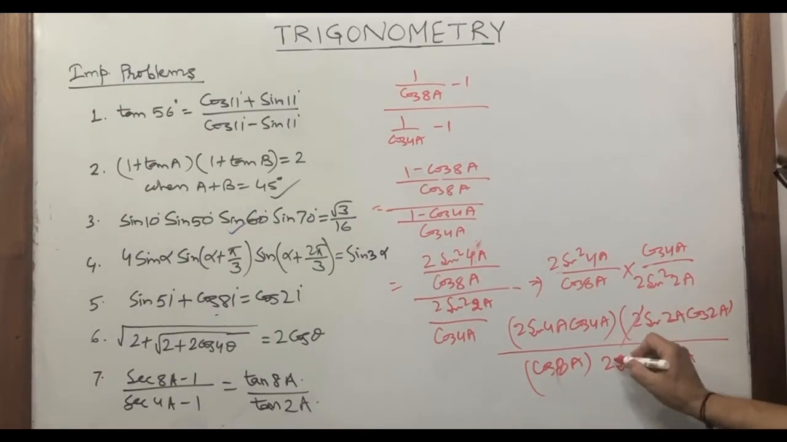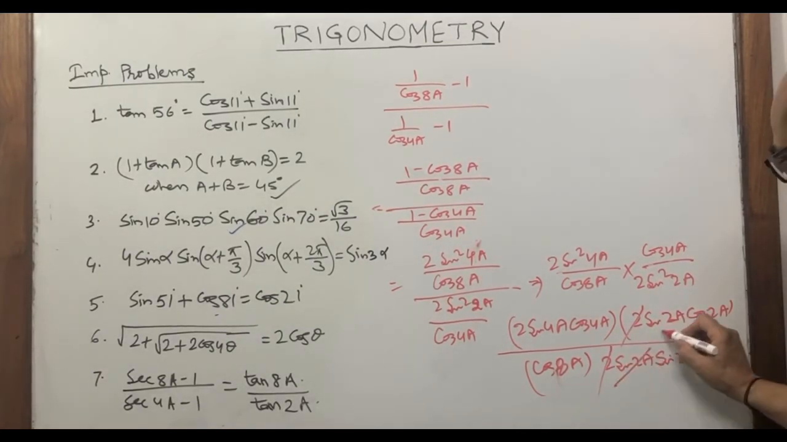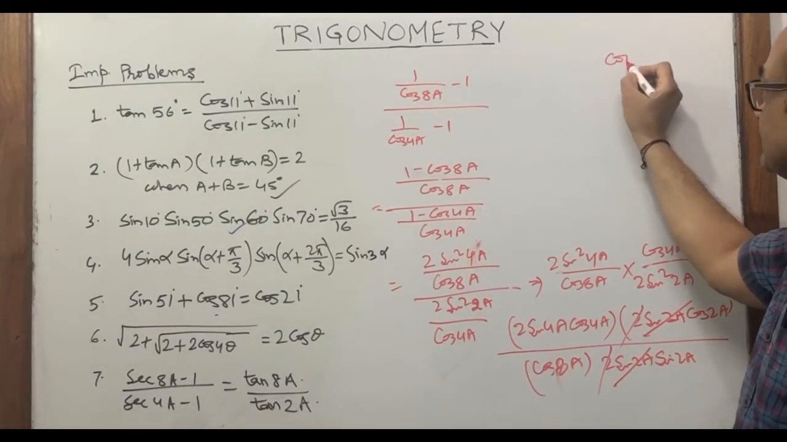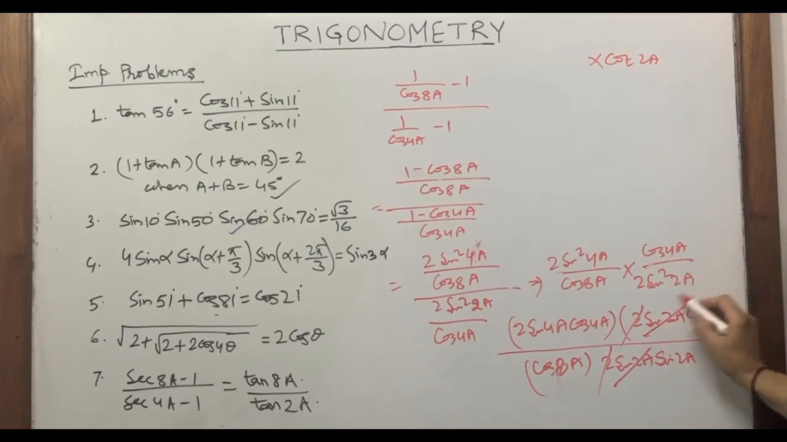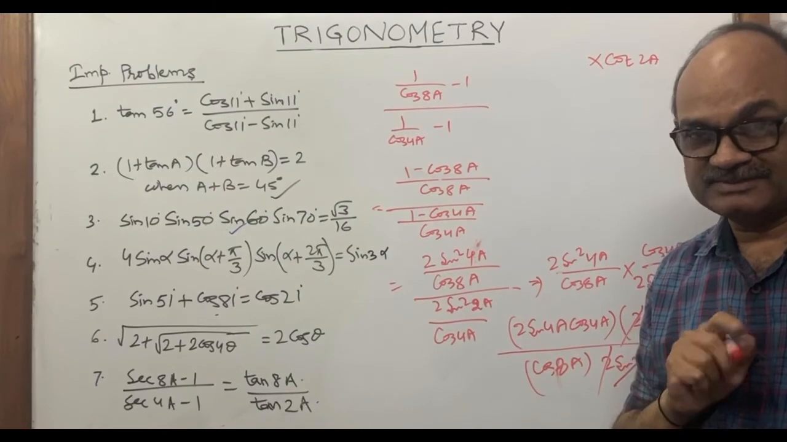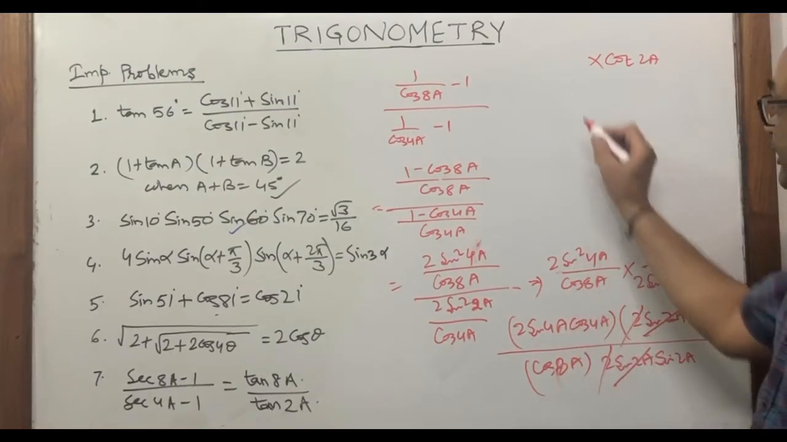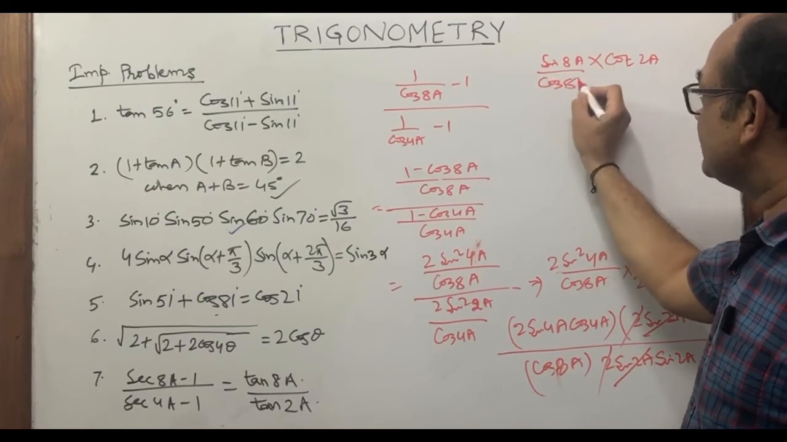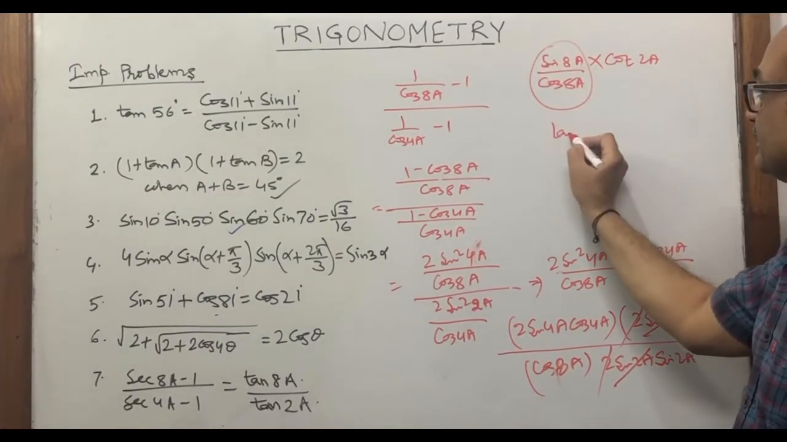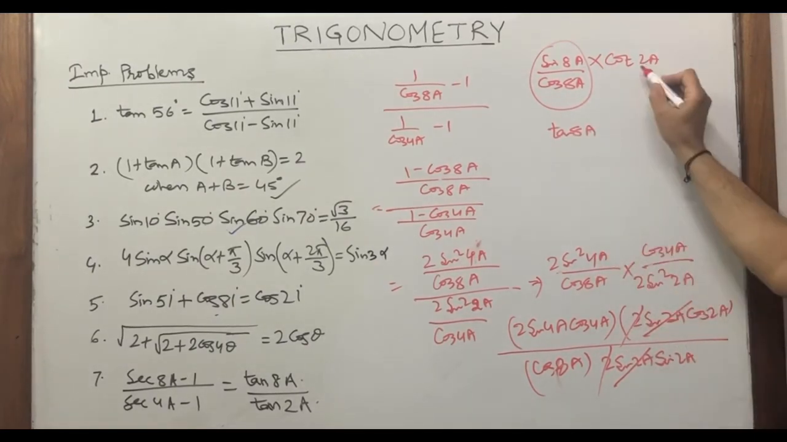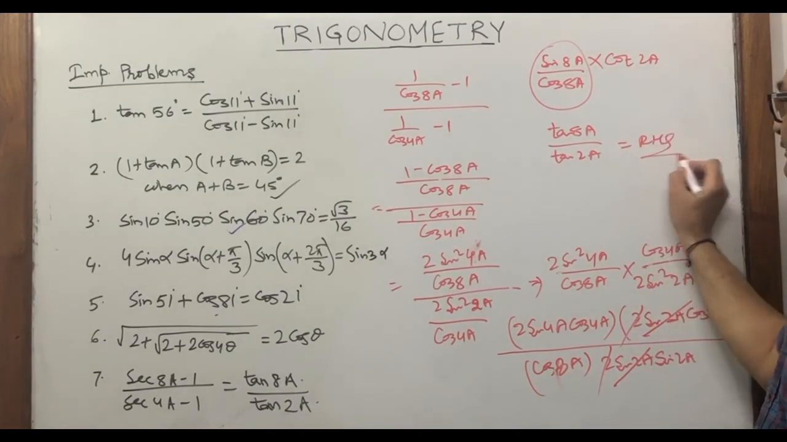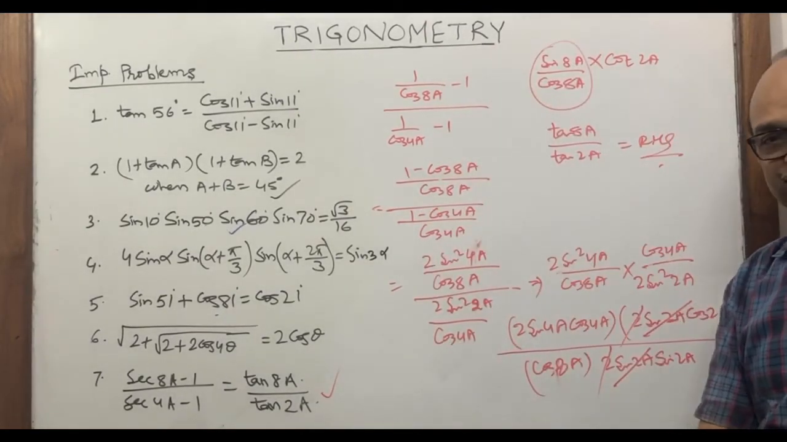Now tell me, 2 and 2 cancel out, sin 2A cancels out with 1 sin 2A, cos 2A divided by sin 2A is cot 2A, correct? And this will become a formula, 2 sin A cos A is sin 2A, but here it is 4A, so it will become sin 8A divided by cos 8A. This will be nothing but tan 8A, and cot 2A we can write as 1 by tan 2A. This is nothing but the RHS, what we want to prove.